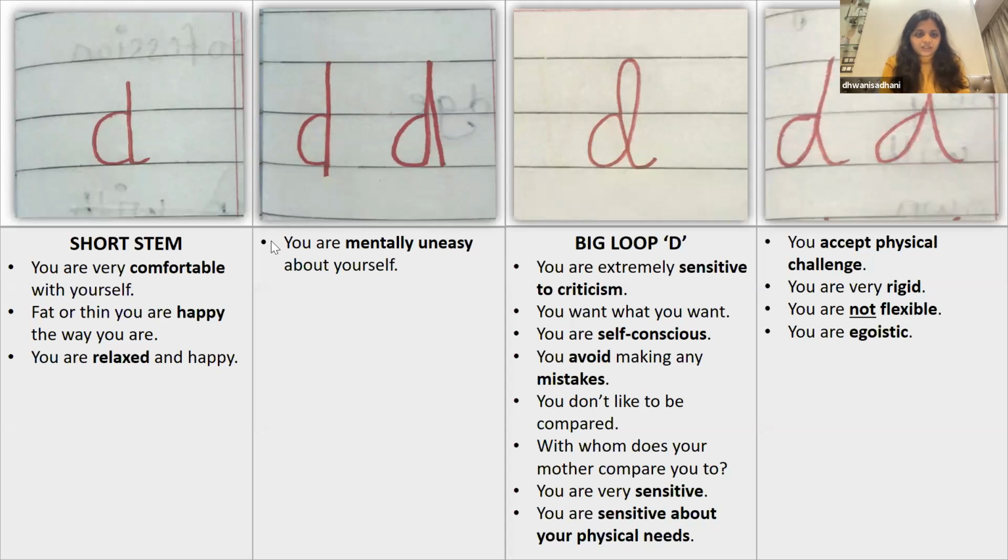Okay. Then we're gonna do the next D. So if you have this kind of D, the fourth one, the last one, it means that you would accept any physical challenge that is given to you. But with this, the bad quality is that these people are very rigid and they're not at all flexible. Again, same like the previous, they want what they want and they're extremely egoistic. All right. Okay, then we'll move to the next one.